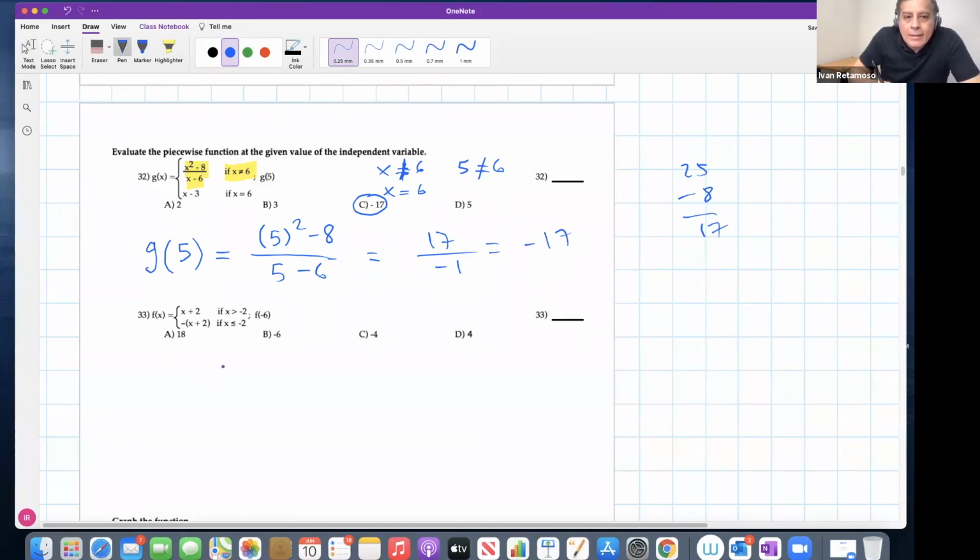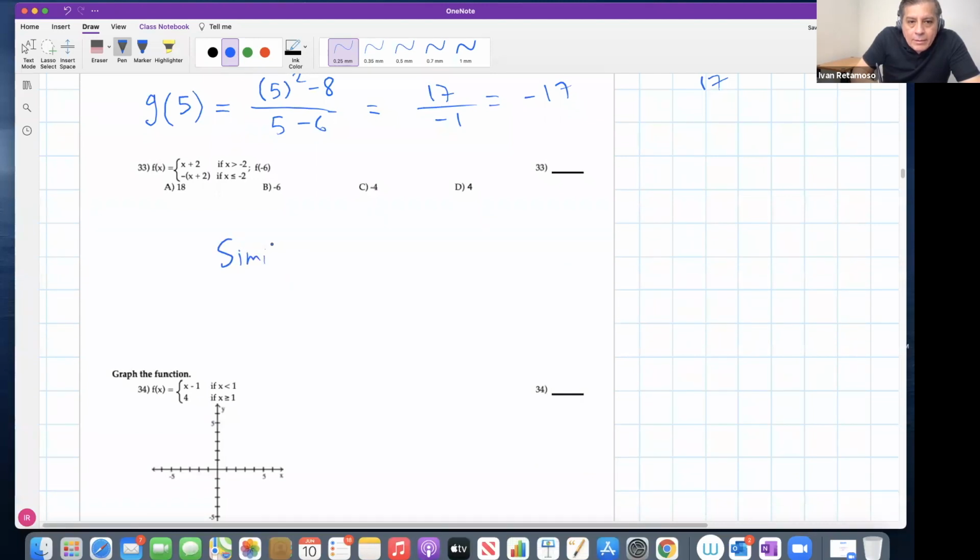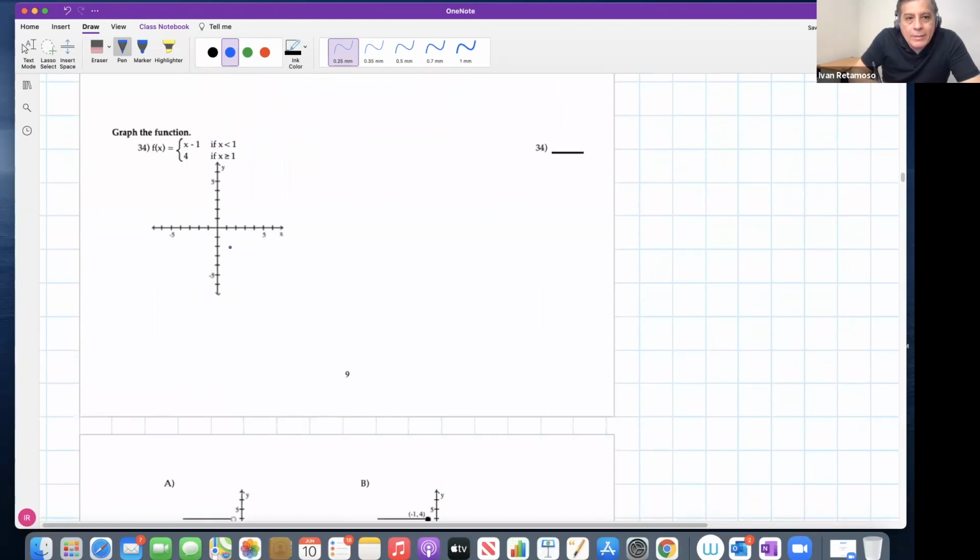Excellent. Next question. This one I will leave for you, similar, do it at home. Let's move on and try to cover different forms. This one deals with graphing this piecewise function. How do you graph this piecewise function? Well, it says for x less than 1, all the way to the left. 1 is here, actually. This is negative 1.